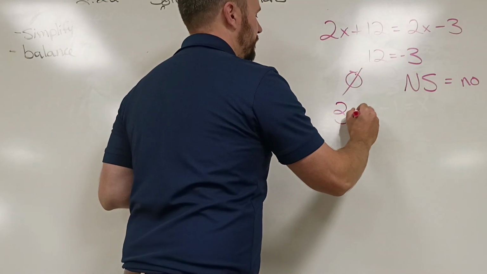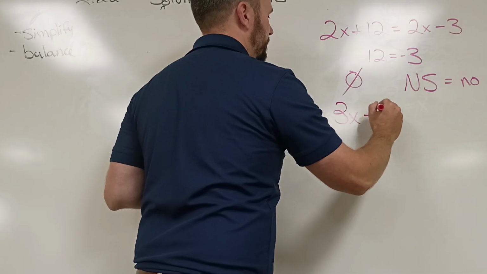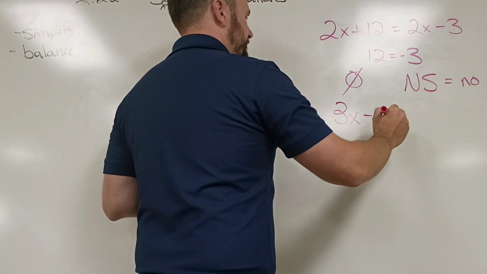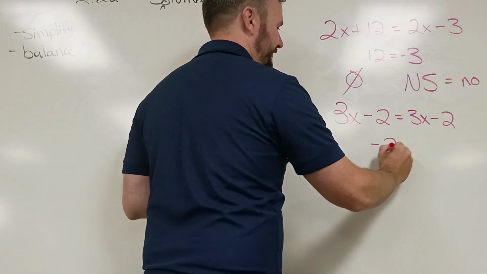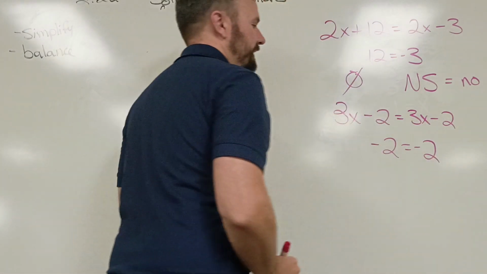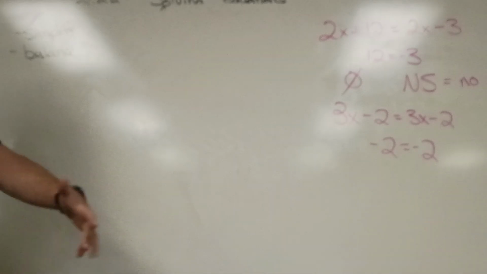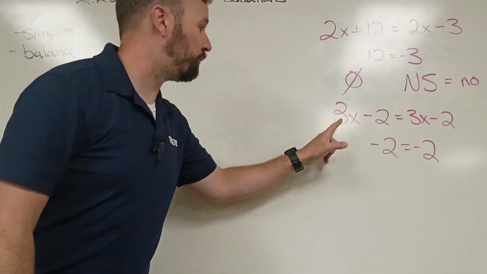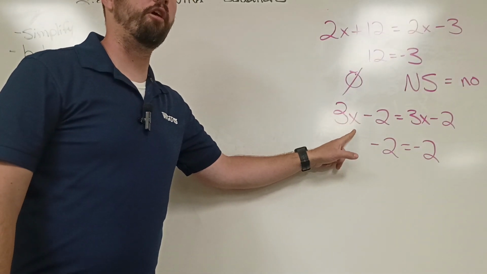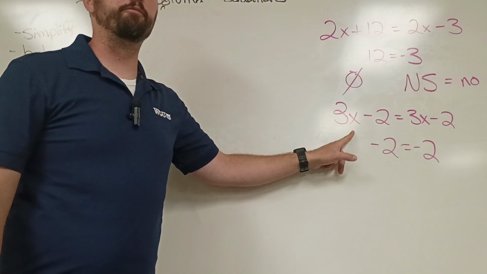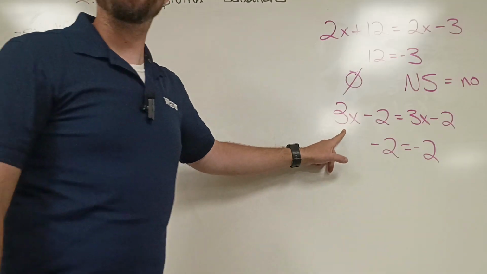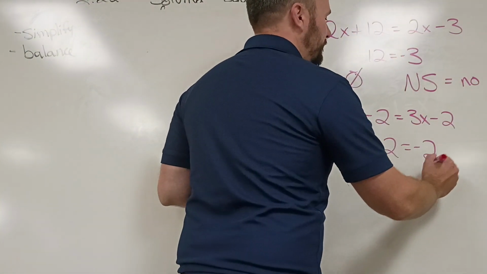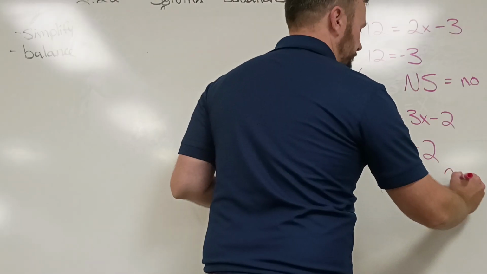Now, if I have something like 3x minus 2 equals, I'm going to make it really, 3x minus 2, and when you get done, you get something like negative 2 equals negative 2. What does that actually mean? It means infinite solutions. No matter what I plug in here, it will always be true, right? I could plug in 1,000. I could plug in E. Yeah, and it'd still be true. So this one is going to be infinite solutions.